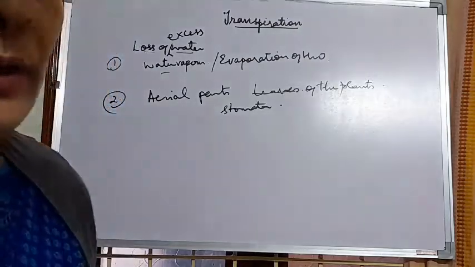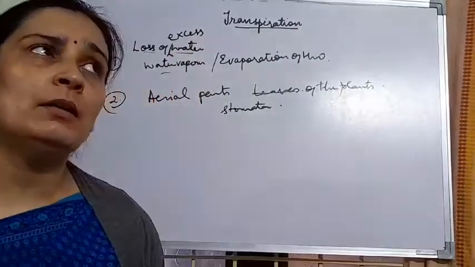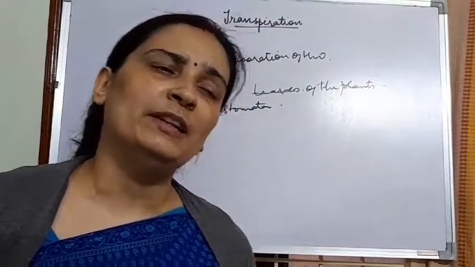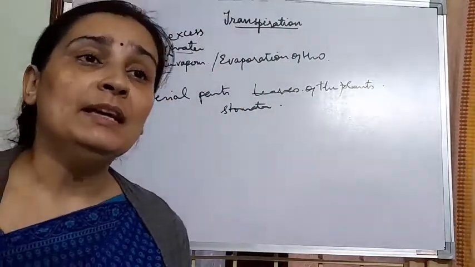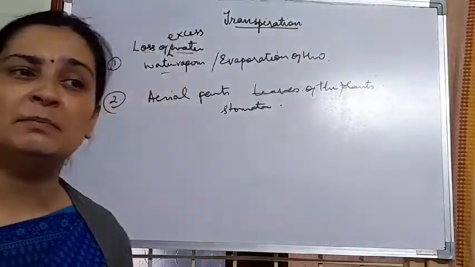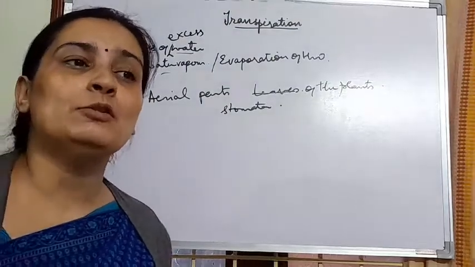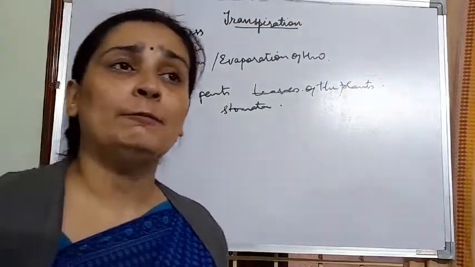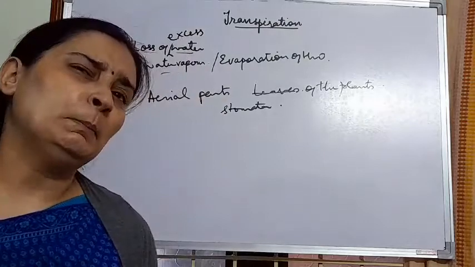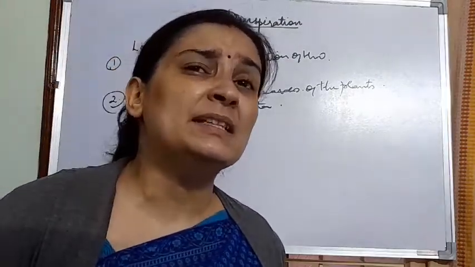You will also read that there are reasoning questions framed out of it: that transpiration is a necessary evil. It is required also, but at the same time it is evil. Something, if it is lost when you don't have it in excess. For example, the plants which are present in the desert area.